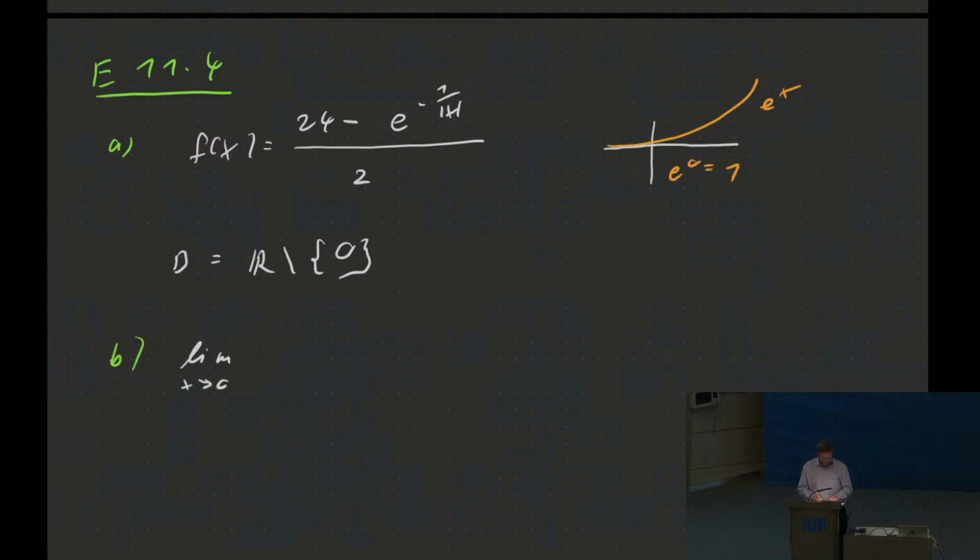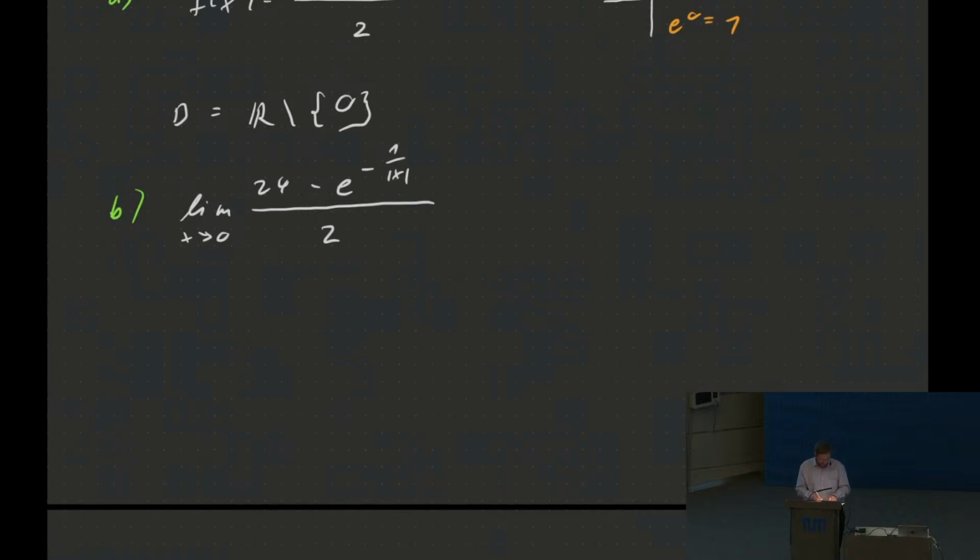We need to compute the limit as x goes to 0 of f of x, 24 minus e to the power of minus 1 over the absolute value of x, over 2. Now, if you have absolute values in there and want to get rid of those, one possible way would be to do one-sided limits, and then you know the sign of x, and that means you can get rid of that absolute value. In this case, you don't have to do that. It's easy to see what happens even without that. But still, let me show you just for illustration how you could do that.